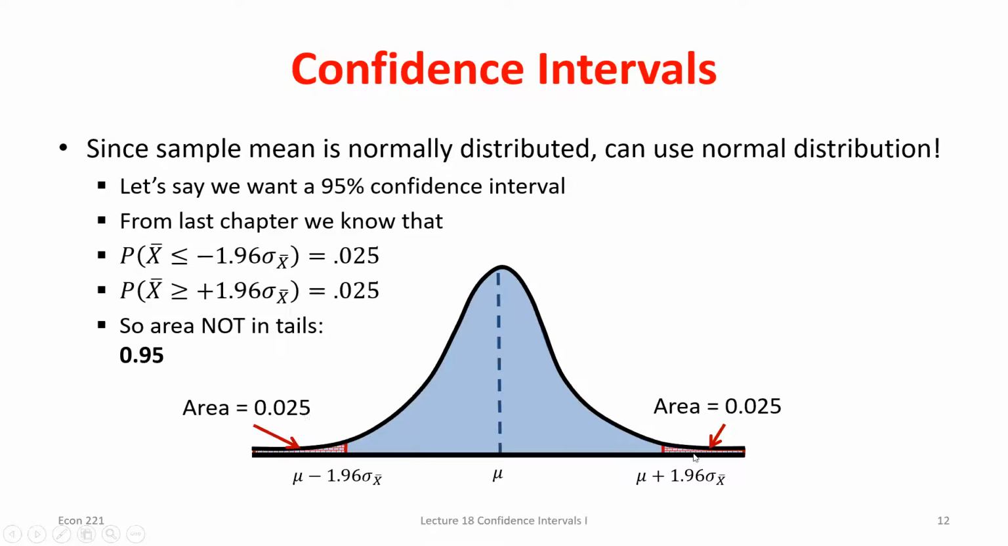Once we knew the area that we wanted in the tails, we could look up and find the z-score that would give that to us. Remember, the z-score interpretation is the number of standard deviations away. So that's why when we looked up 0.025 and found the z-score of negative 1.96, we know we're going 1.96 standard deviations away from that mean. Okay.